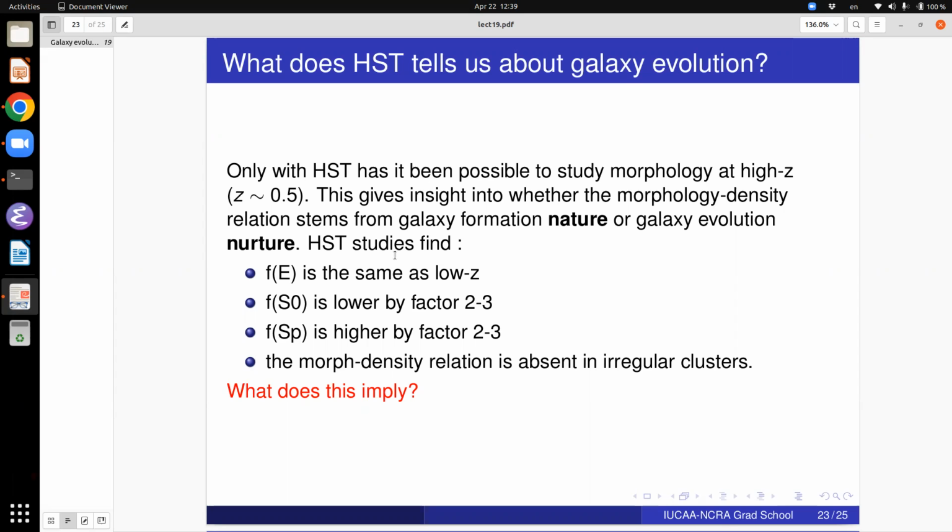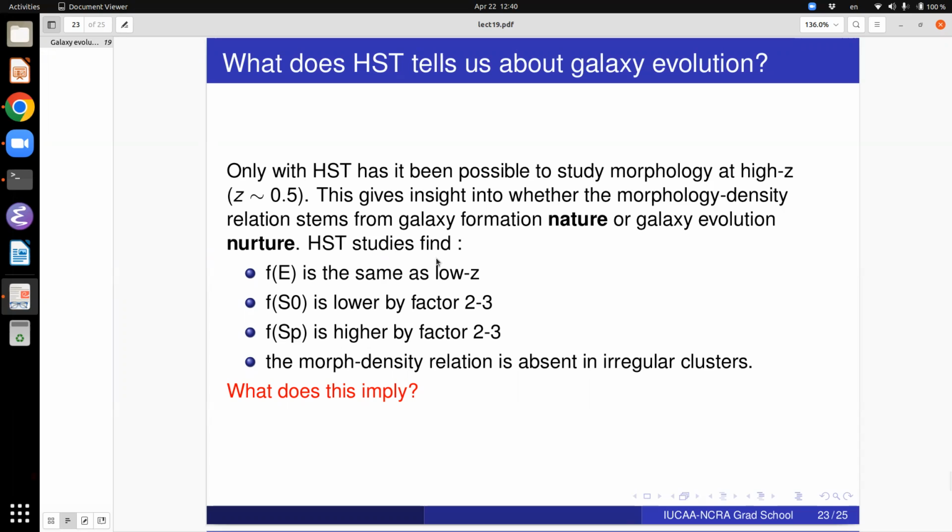And we want to do this because we want to study whether the morphology-density relation comes from galaxy formation or galaxy evolution. This kind of debate will be there in many questions in galaxy evolution. Is it nature or is it nurture? Which means, is this property dependent on the initial conditions, or is it dependent on the subsequent nurture or evolution?